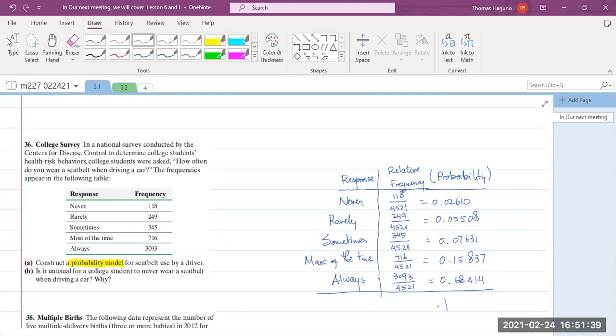Part B, is it unusual for a college student to never wear a seatbelt while driving a car? How do we know if it's usual or unusual? Look at the probability. The probability of never wearing a seatbelt is 0.02610, which is less than 5%, right? So that event is unusual.